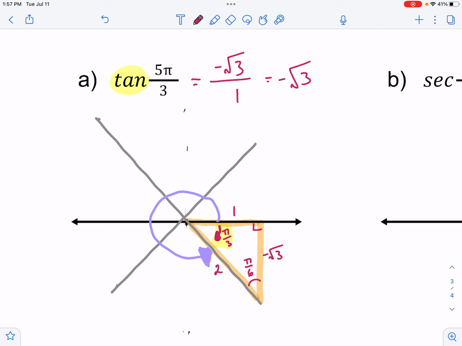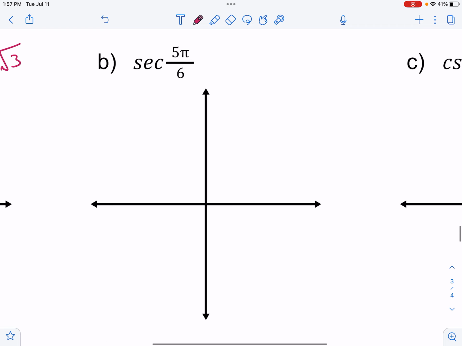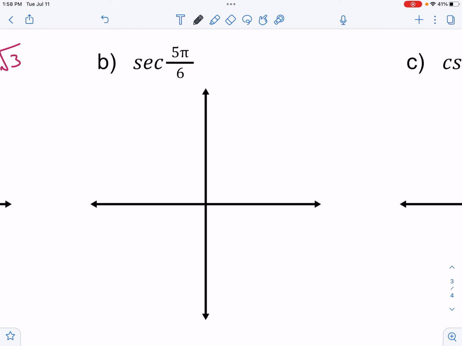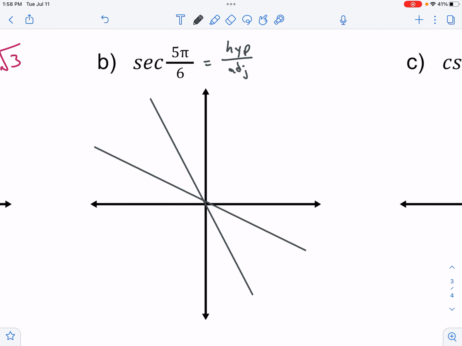Okay, we're cool. Let's do another one. We've got a whole bunch here to practice with. Okay, I've been asked to find secant of 5 pi over 6. As a refresher, secant is hypotenuse divided by adjacent. It's the flipped of the cosine. Let's start by sketching this. So I have pi by 6. I need to split my grid into sixths. Something like that.